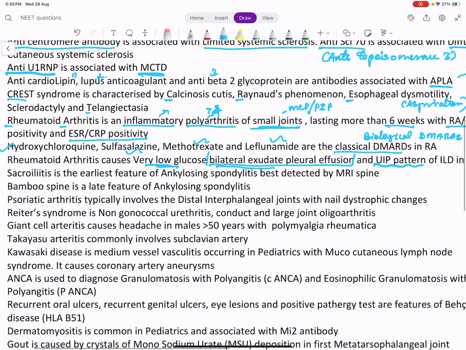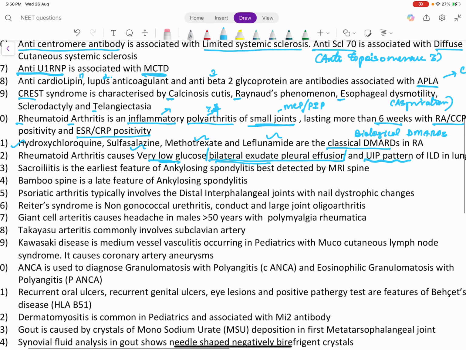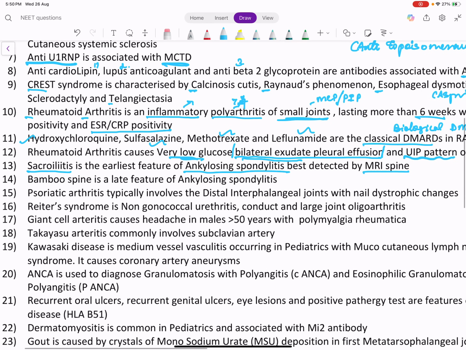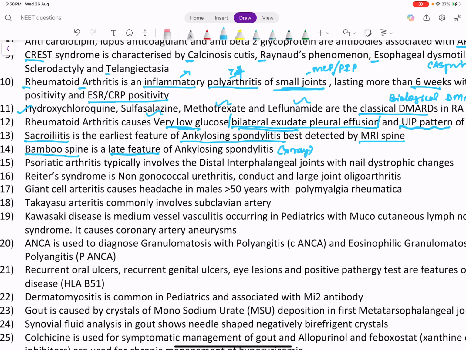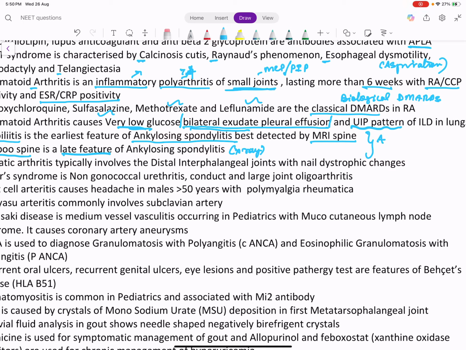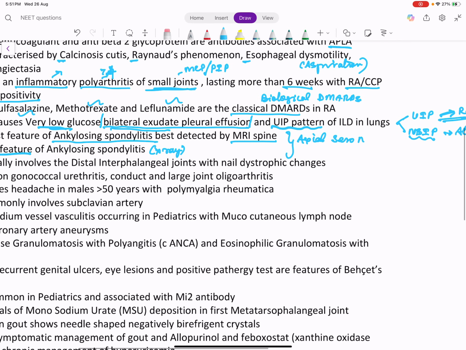Now coming to the next joint disease, which is ankylosing spondylitis. The earliest feature of ankylosing spondylitis is sacroiliitis. It is detected by MRI spine. Previously, bamboo spine was the finding detected in X-ray lumbosacral spine, but that is a late feature. Earliest feature is sacroiliitis detected by MRI spine. This ankylosing spondylitis is an axial seronegative disease. Seronegative means we won't get antibody positivity here. So, axial seronegative spondyloarthritis.